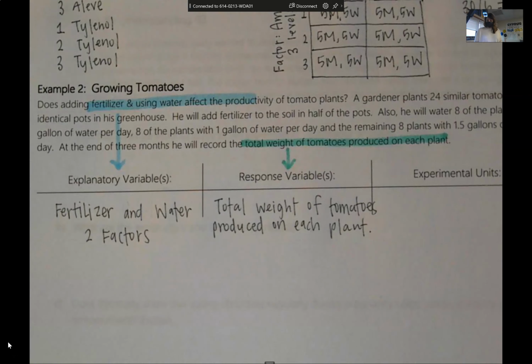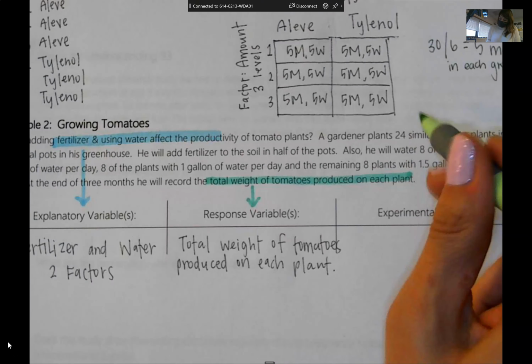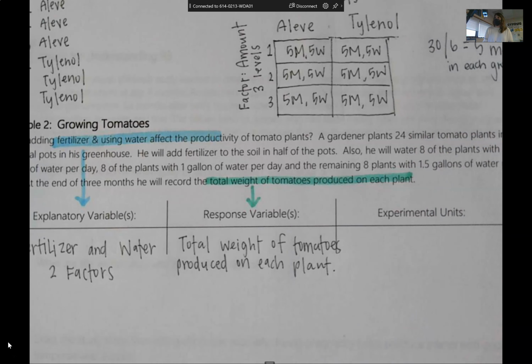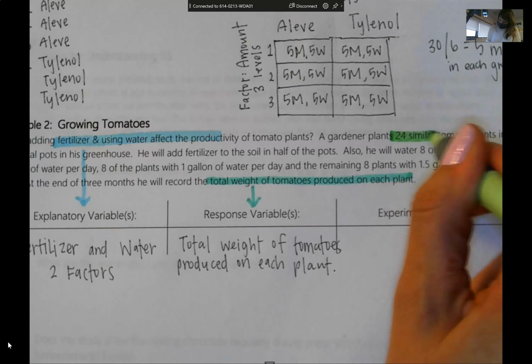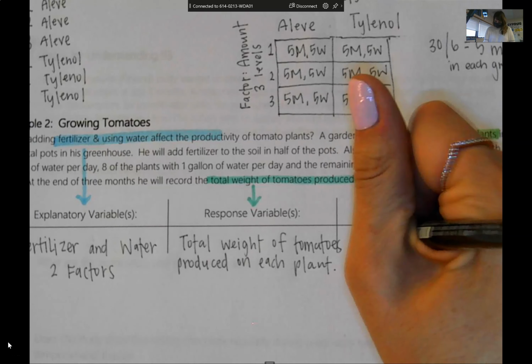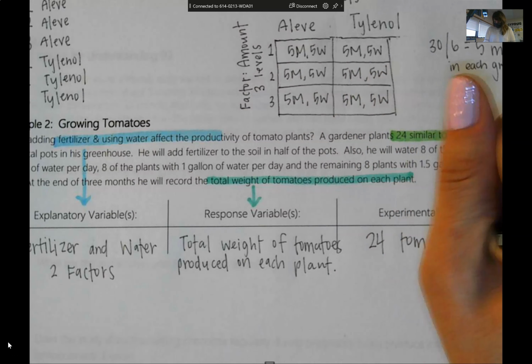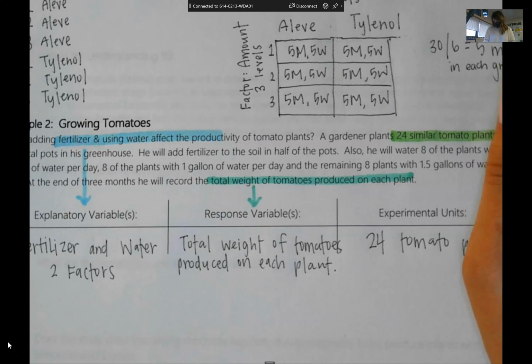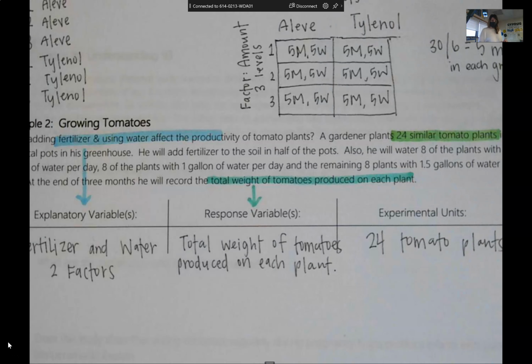And then lastly, we have to determine what are the experimental units. Well, we applied fertilizer and watered 24 similar tomato plants. Now that we know these things, we can go through and figure out what are my levels, how many treatment groups do I have, and how many plants am I going to put in each treatment group.